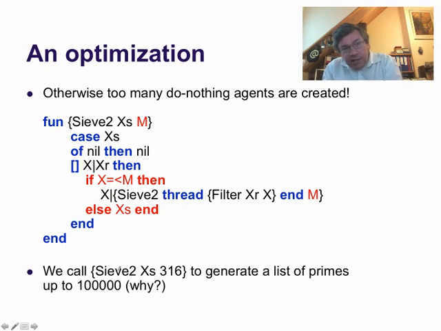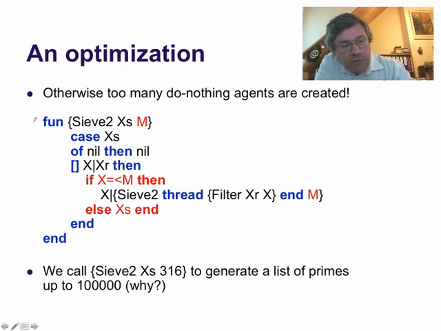Because if an agent is removing multiples of a number that is greater than the square root, then there's another factor which is less than the square root, so it's already been removed. If a number n is p times q, and p is less than the square root of n, then q is greater. And so the agent removing multiples of q does not do any work because the number has already been removed by the agent removing multiples of p.